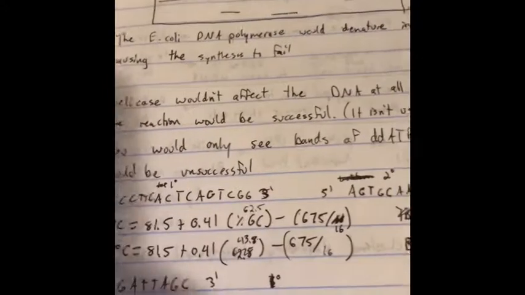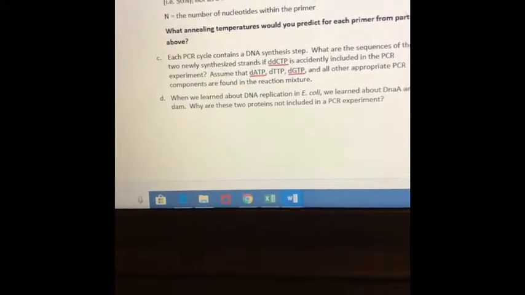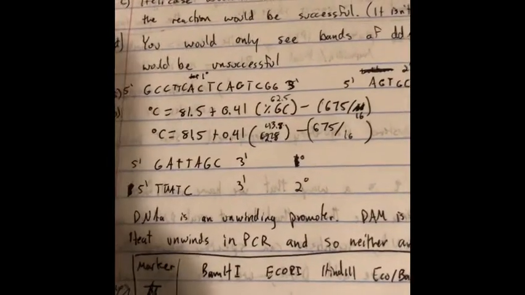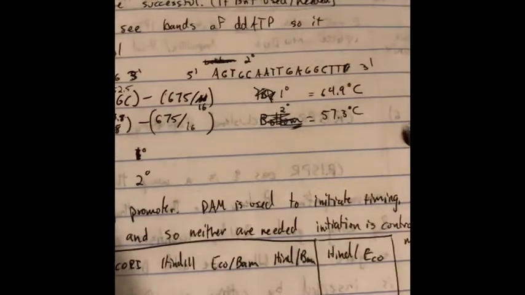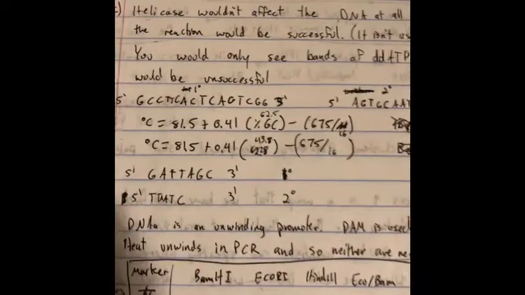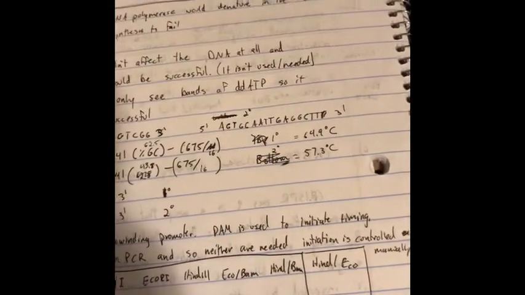So then when we learned about DNA replication in E. coli, we learned about DNA-A and DAM. Why are these two proteins not included in the PCR? So basically, the DNA-A was used to promote unwinding, is how I phrased it. And then the DAM was used to tell the cell when initiation should start. So basically, we use the heat to unwind it. It denatures the proteins, and so it unwinds. And so you don't need the initiation to be controlled by the cell, because we kind of make that ourselves.